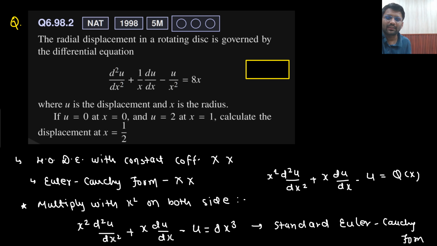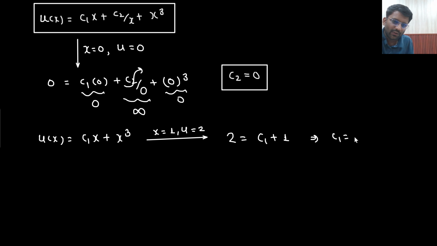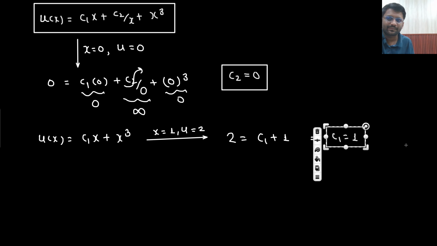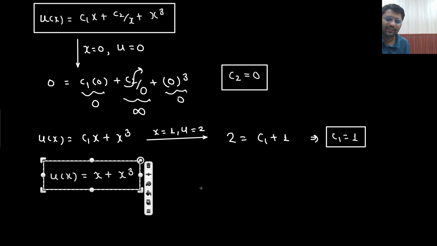Now in this equation, what they are asking you to do? At x equals to 1, the value of u is 2. Put x equals to 1 here, the value of u is 2. So what is the value of C1? The value of C1 you are getting is 1. Right? So what will be your u of x? C1 value 1, C2 value is 0, so u of x is x plus x cube. This is what we are getting.